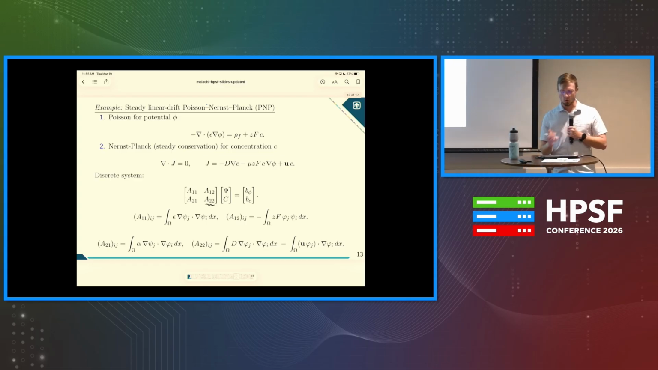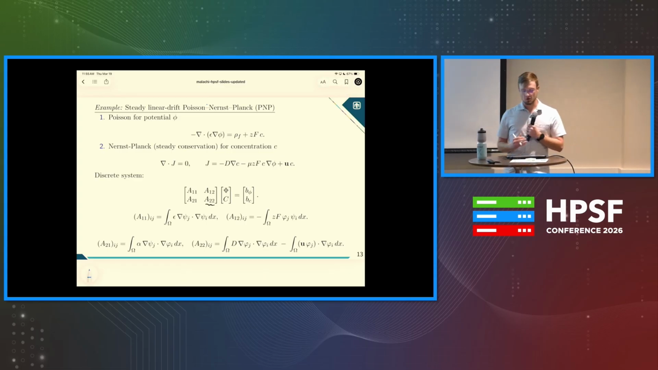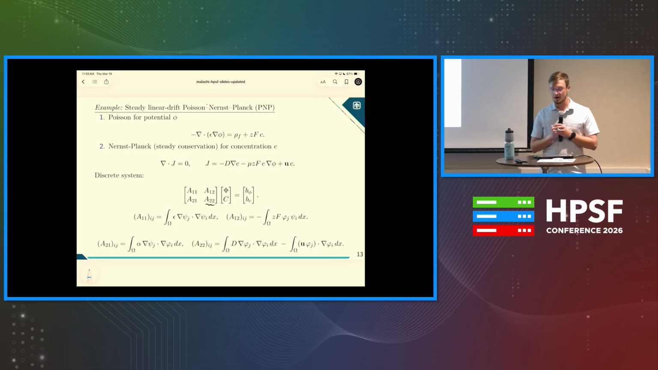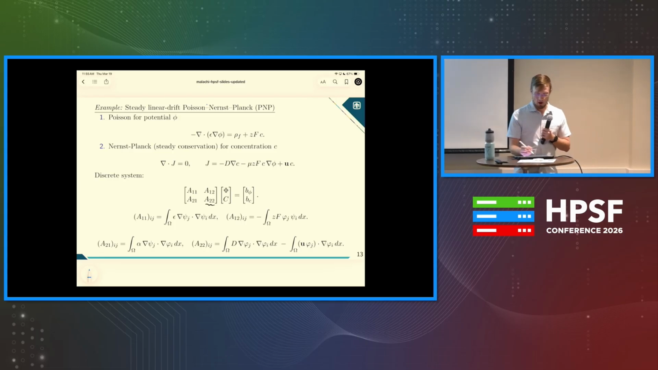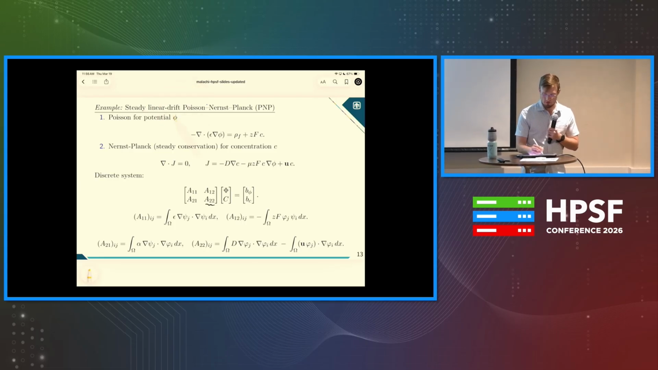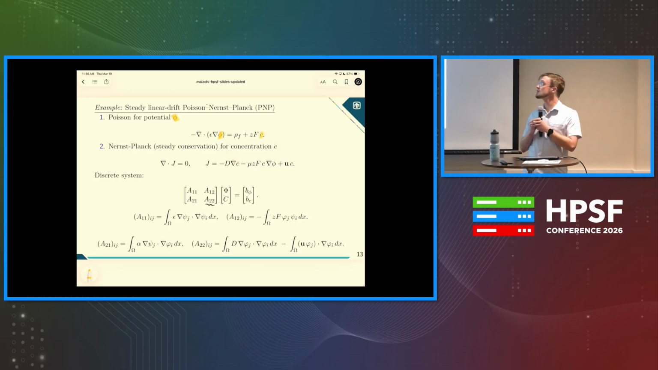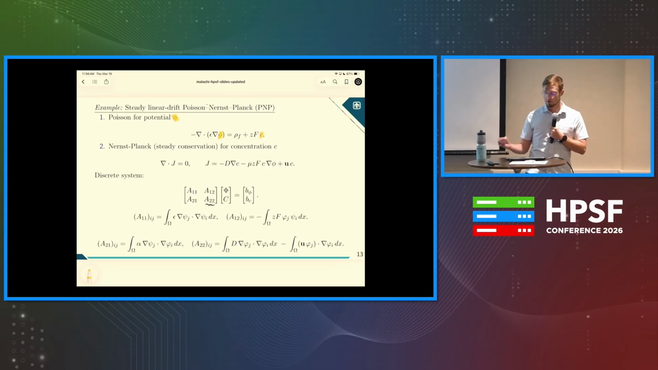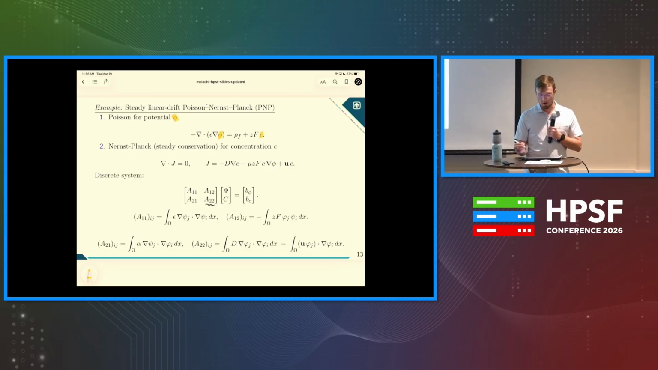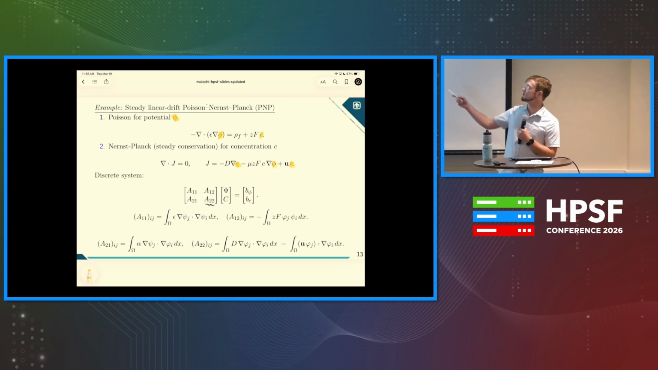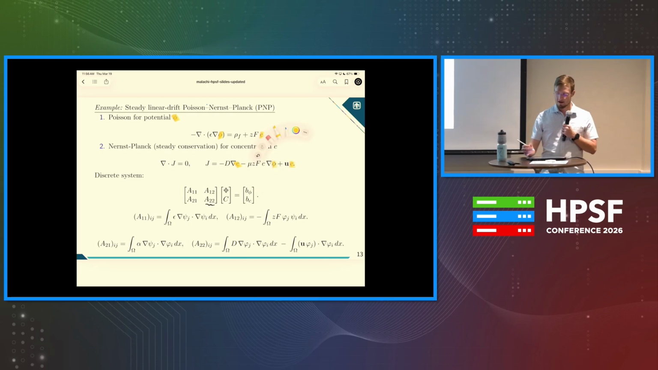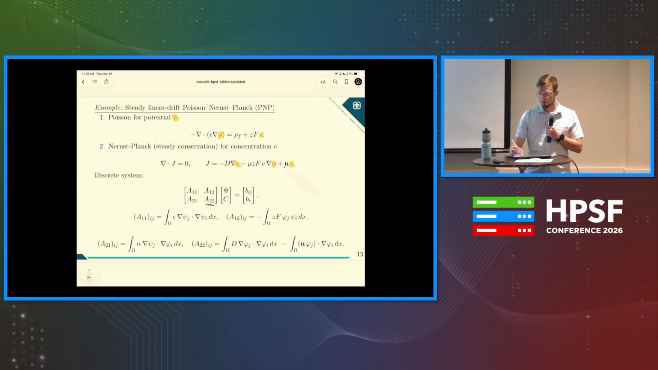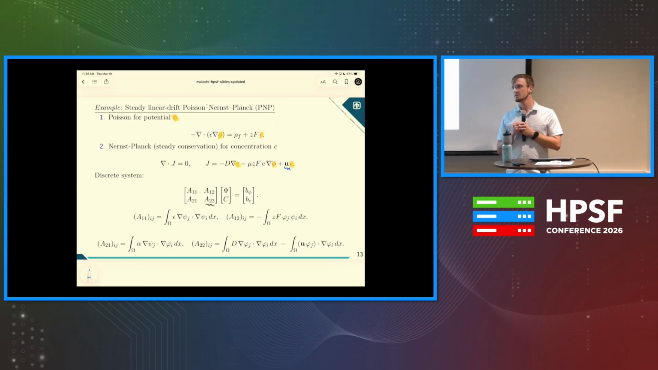So I'll move on to one final example, which is a steady linear drift Poisson-Nernst-Planck equation, where you have a Poisson equation for the potential field, which is coupled to a concentration term. And this concentration term is described by the Nernst-Planck equation, which follows this steady conservation law, includes a coupling to the potential equation from above, and also includes a prescribed user velocity u.